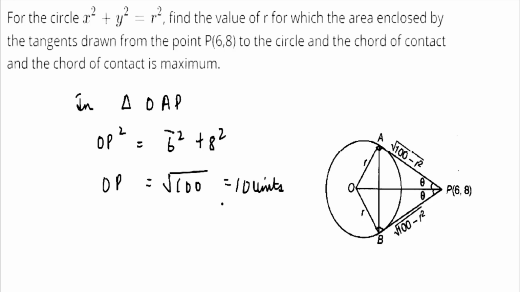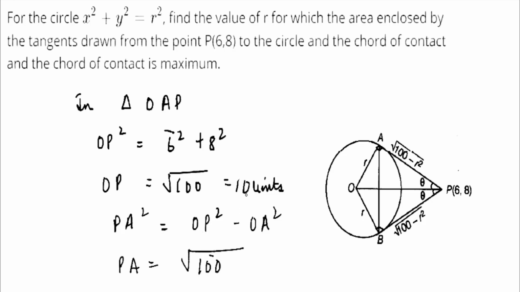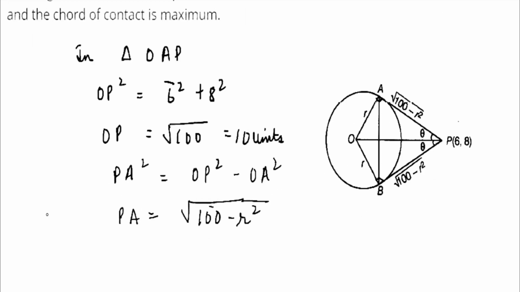Now proceeding forward, what would be the value of PA? Again using Pythagoras theorem, PA square would be equal to OP square minus OA square. Using this, I can find PA is equal to under the root of 100 minus r square, since OP is 10 and the square of 10 is 100. So this is the value of PA. This is a function of r, so I am writing it down as f of r.